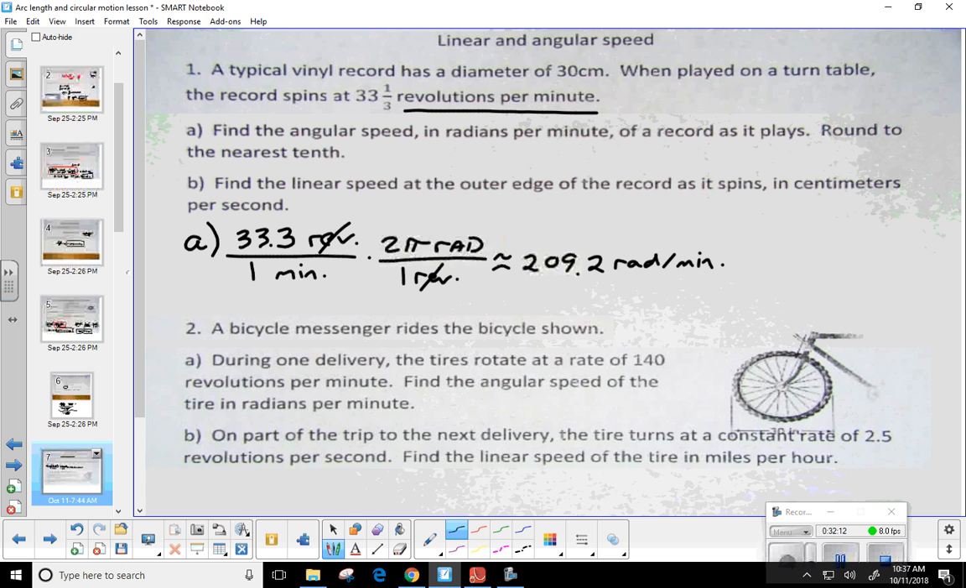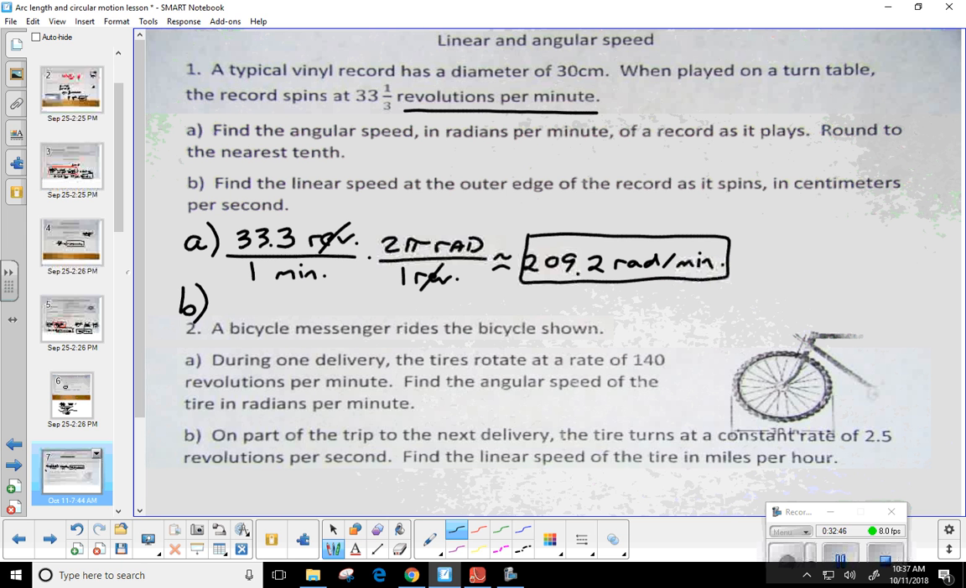Now, for B, find the linear speed at the outer edge of the record as it spins in centimeters per second. Okay, so one of the things we're going to have to change here is the what? There you go. We don't want minutes anymore. We want seconds. So this right here is my angular speed, right? If I want linear, all I have to do is multiply by the radius. The second I multiply by the radius, I have linear speed.